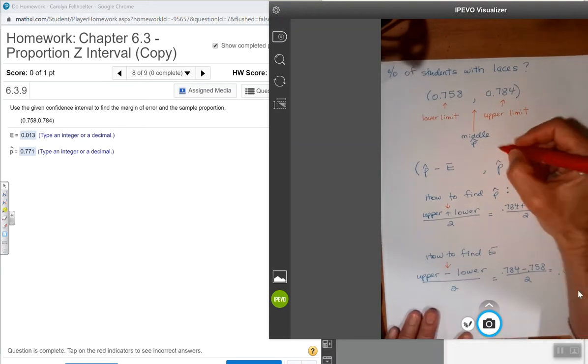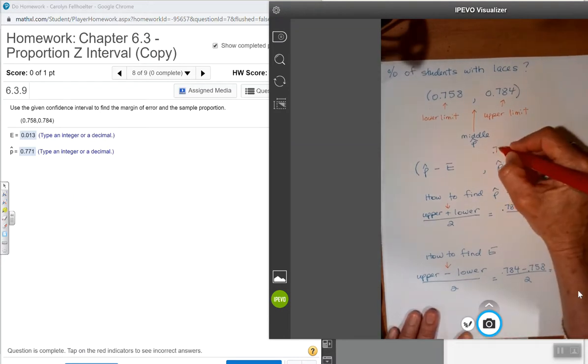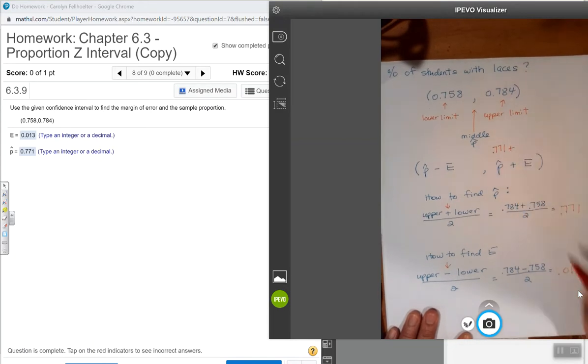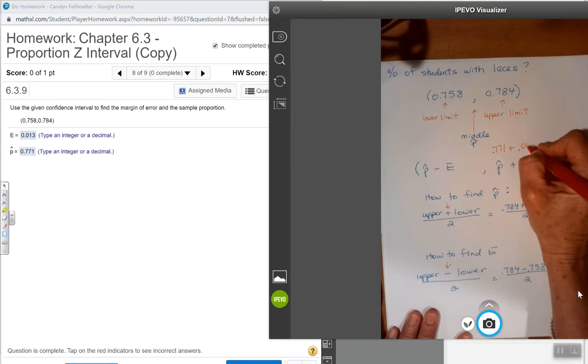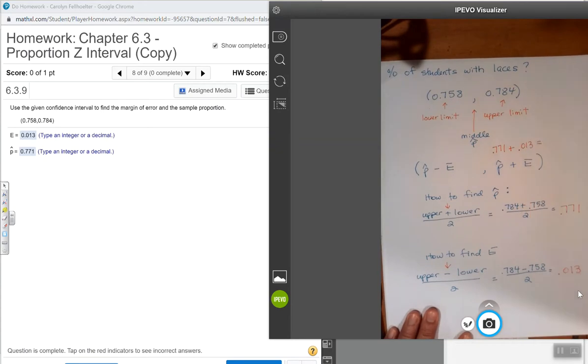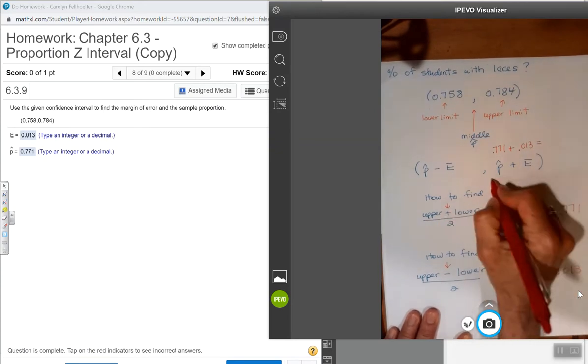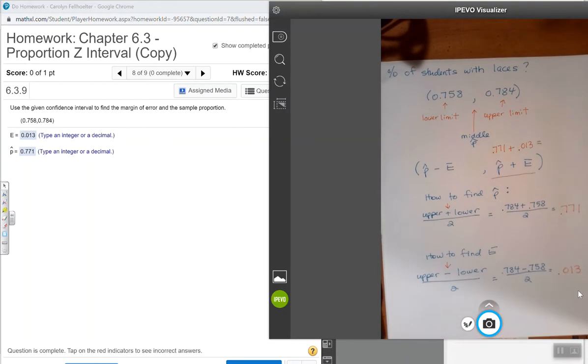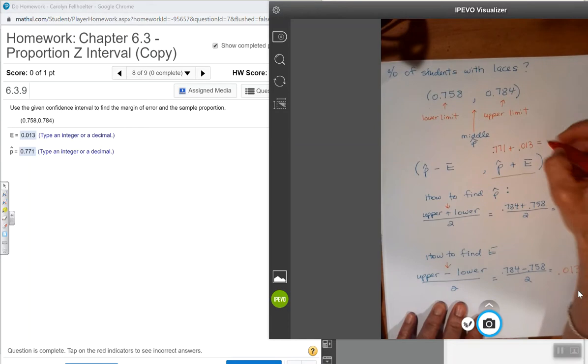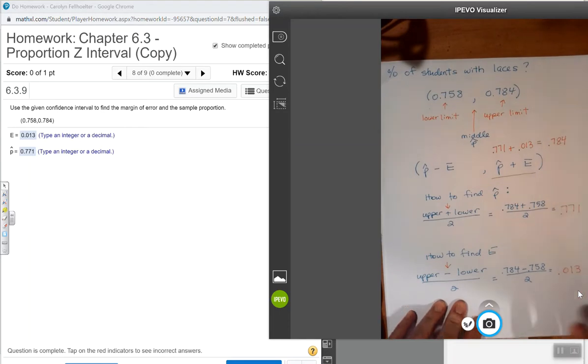So let's try p hat. We got 0.771 for a p hat. And if we add on the margin of error of 0.013, that should give me my upper limit right here. This would be my upper limit. So if we check that in the calculator, that does give us our upper limit of 0.784. And let's check the lower limit.